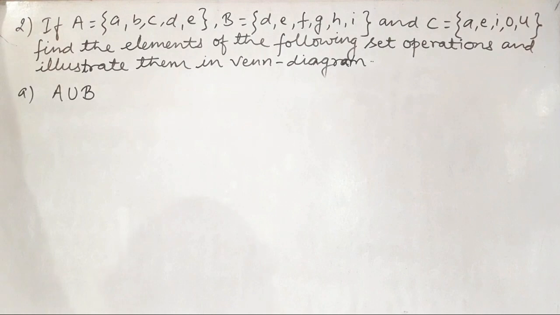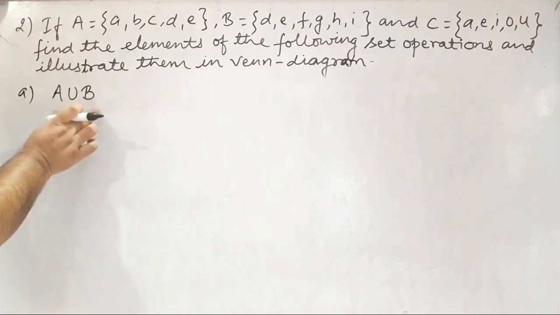Question number 2. If set A contains the elements a, b, c, d, e, set B contains the elements d, e, f, g, h, i, and set C contains the elements a, e, i, o, u, then we have to find out the elements of the given set operations and we have to make them in Venn diagram.